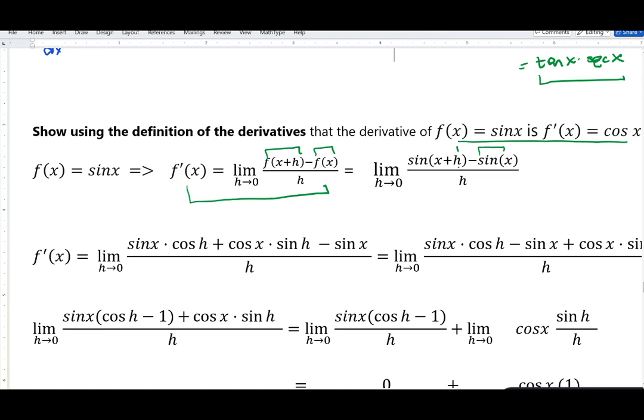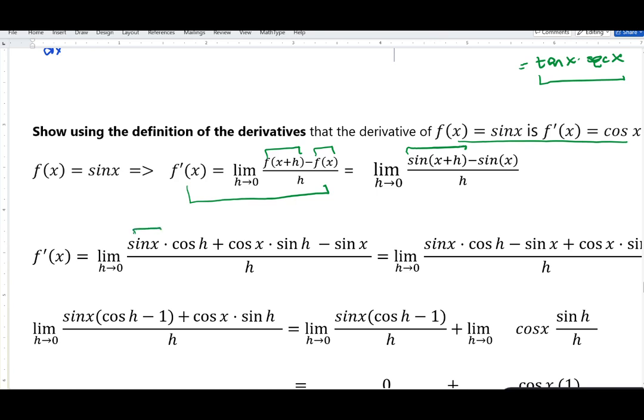Plug in 0 in the beginning, you have 0 over 0. That means you got to do something to simplify this. And that's when you will have to use certain identities you learn in trigonometry classes. Like, you remember the sine A plus B formula? Okay, that will come very handy here.